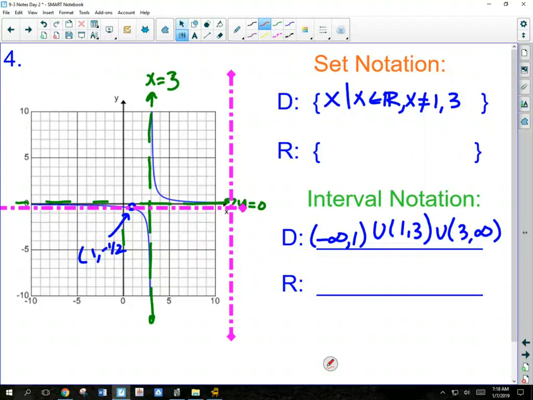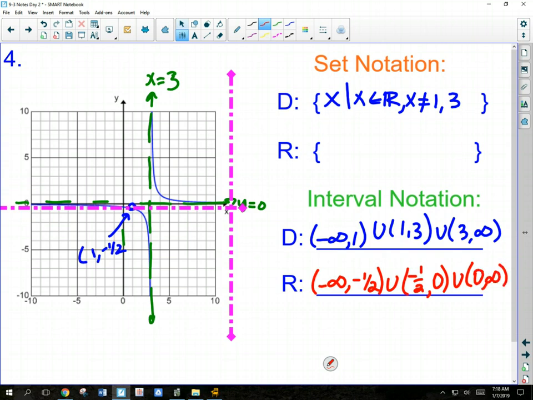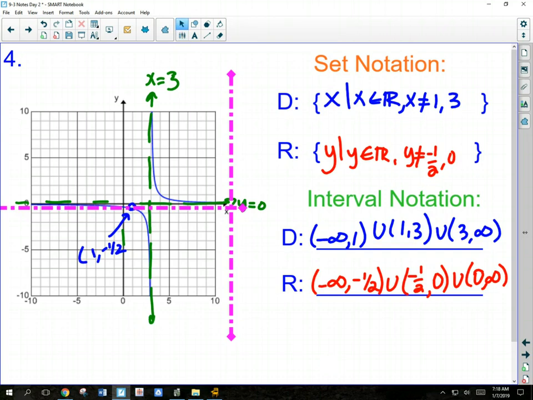Anyways, so for my range, I'm going to go from negative infinity in this case until I hit my hole. The y coordinate of my hole was negative 1/2. And then the graph exists again from my hole till when I hit my horizontal asymptote, which is at 0. And then again from 0 to infinity. Okay? And for your y's, you can tell me that y is every real number, but y can't be negative 1/2 or 0. Okay? So that should do it for this lesson.